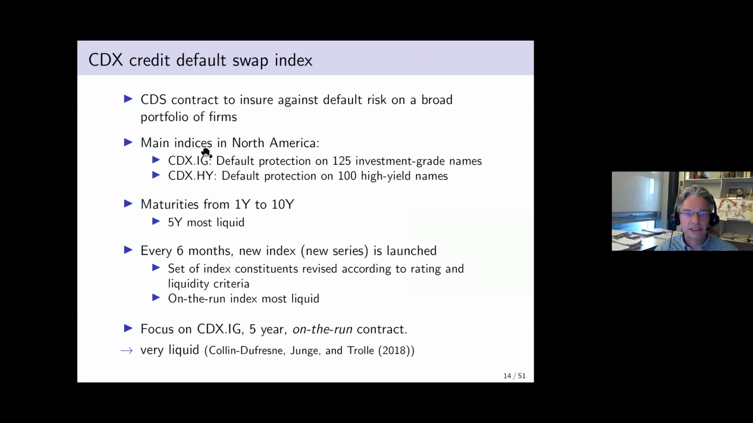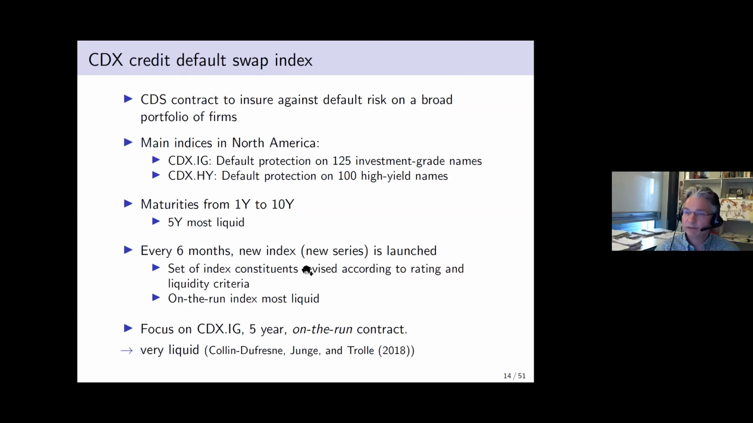So the CDX index is the main, most liquid credit default swap index, which allows you to buy protection on a basket of 125 names. The 5-year maturity is the most liquid. Every 6 months, a new index is launched. The new index can be the same if the 125 firms remain in the index. Sometimes a firm may default, in which case it drops out of the basket. Sometimes it may be replaced by a new firm that's more liquid.